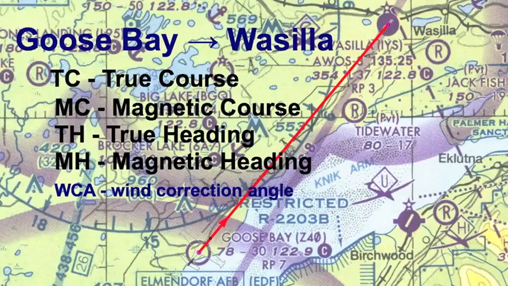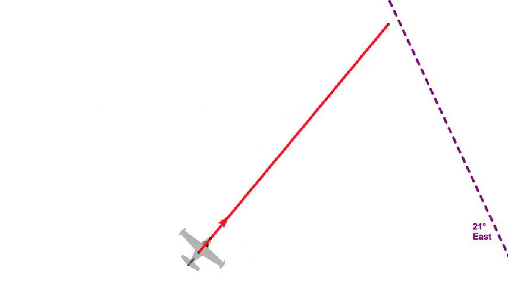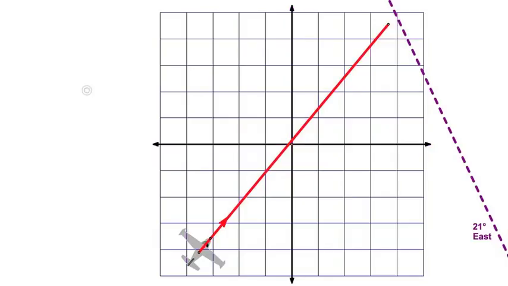Of note over here, you'll see that we've got this isogonic line right here, 21 degrees east. And we're going to need that in a little bit. But let's get the map out of here and simplify the drawing. Let's get rid of all this, and we're going to draw a Cartesian grid, and we're going to say it's oriented to the cardinal headings. There, I like that.